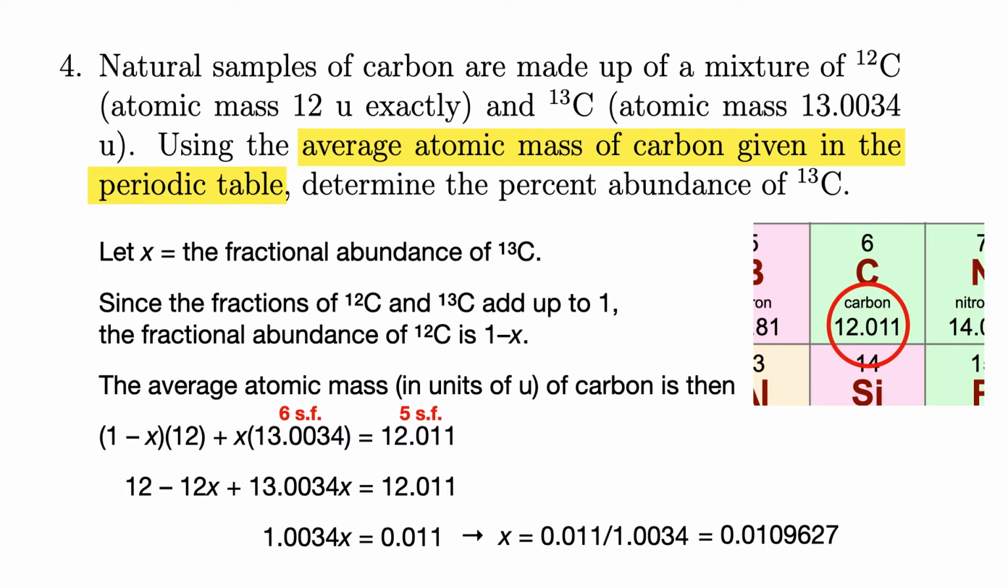And specifically, just before we divided to find x, we had 2 significant figures in this number here, the 0.011. And so when we do our division and we're dividing the 0.011 by 1.0034, you're dividing a 2 significant figure number by a 5 significant figure number. And so the final answer is only going to have 2 significant figures. And so rounding that off and converting to a percentage, we get our answer of 1.1%.